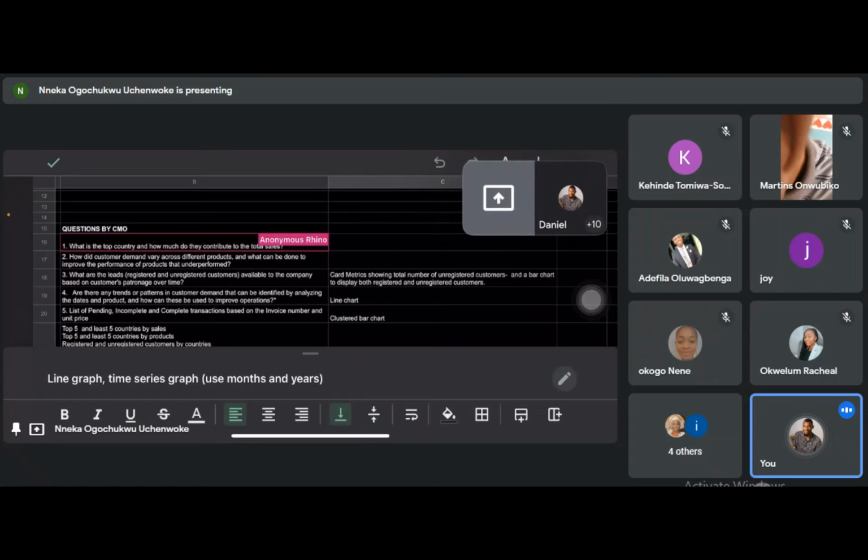All right, so what can be done to improve the performance of products that underperform? Before you go, I have a question. Sure, go ahead. You said we should put the customer ID as count. Why, and something else? Is it necessary?